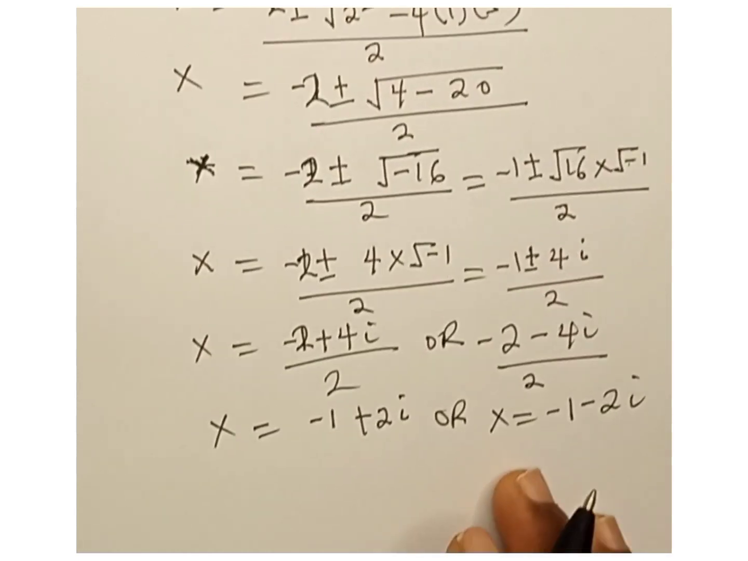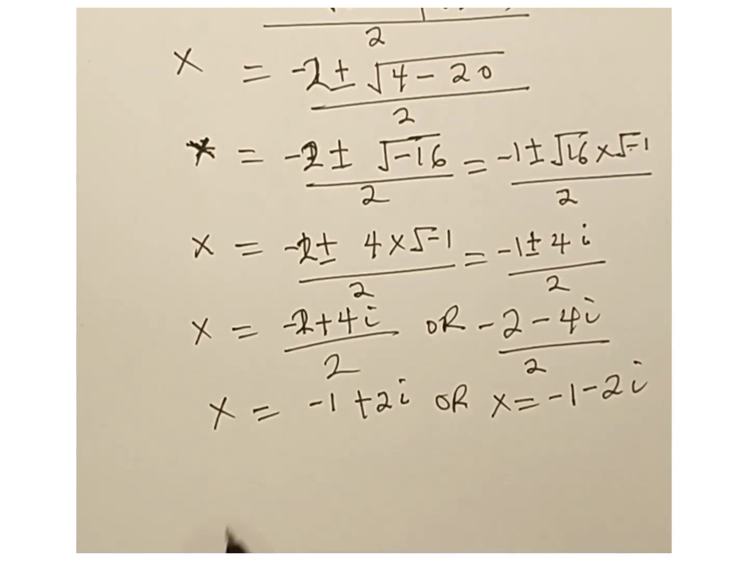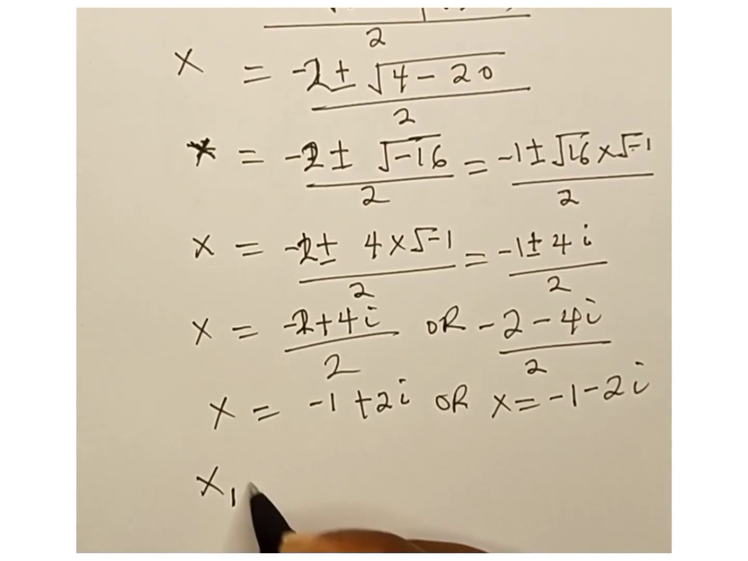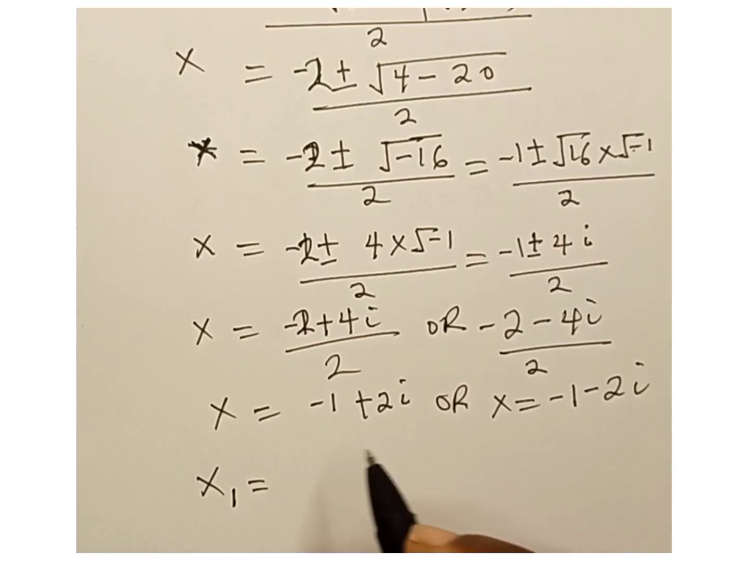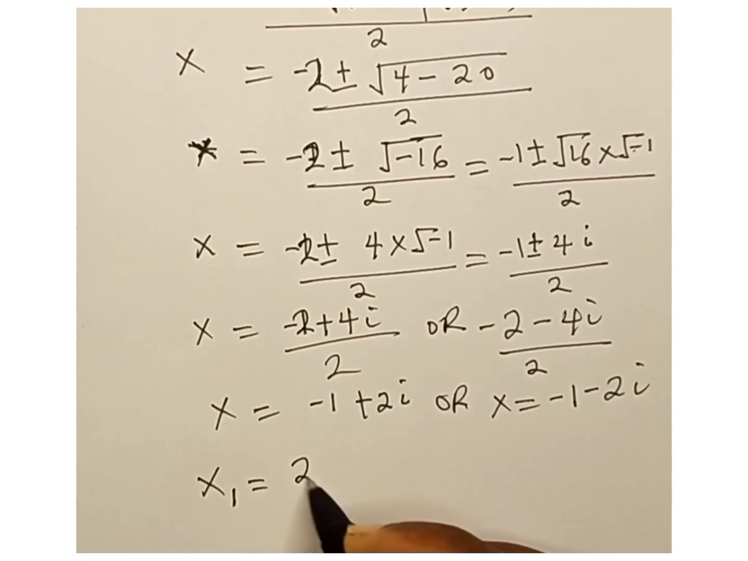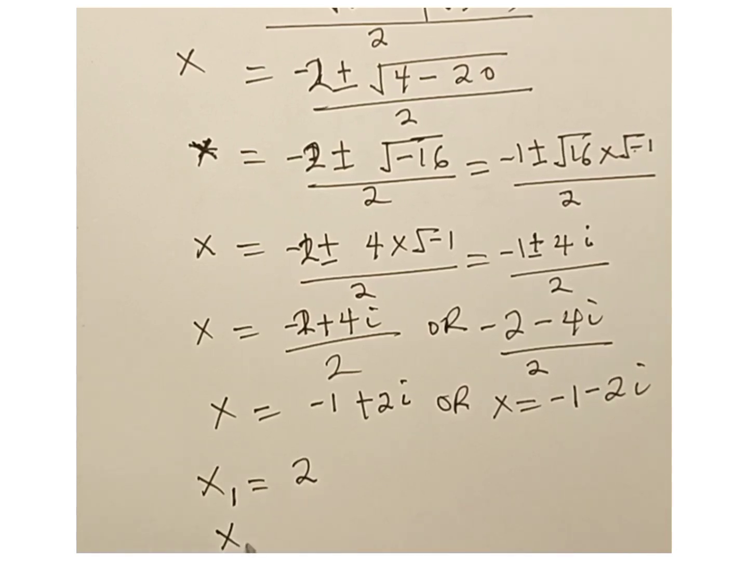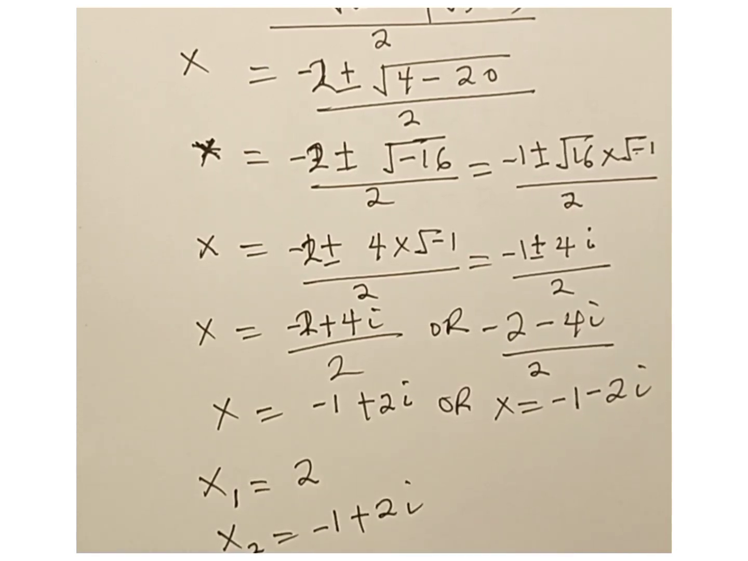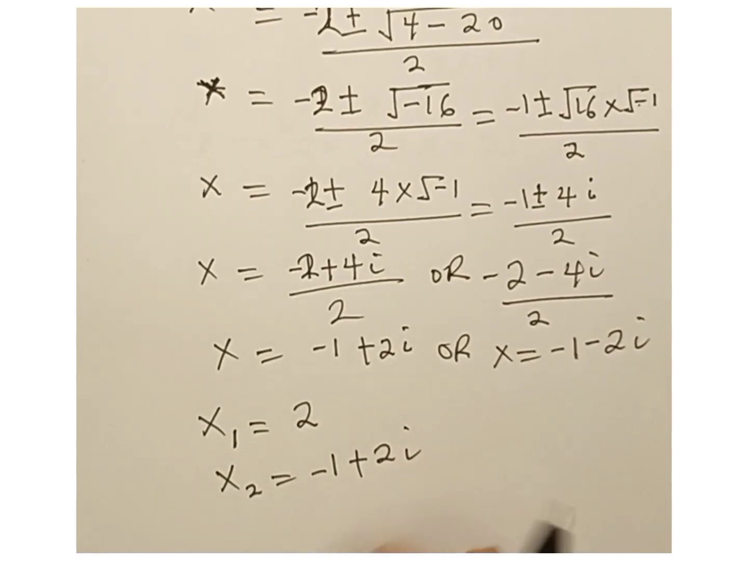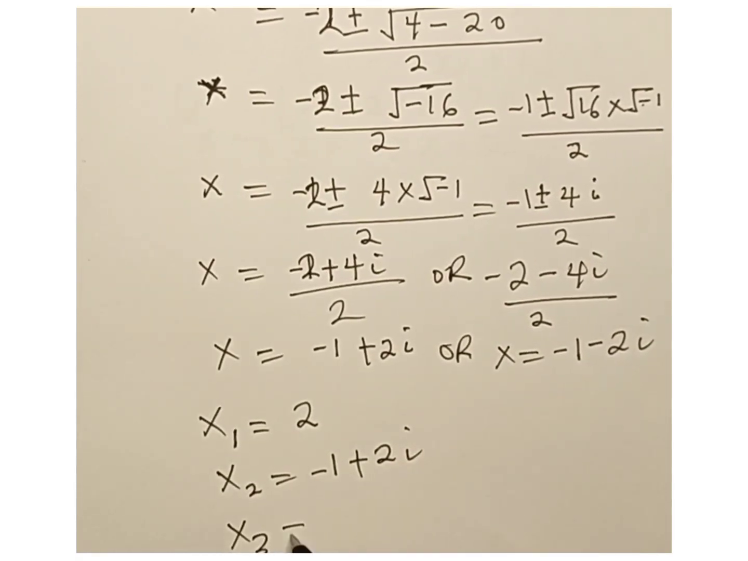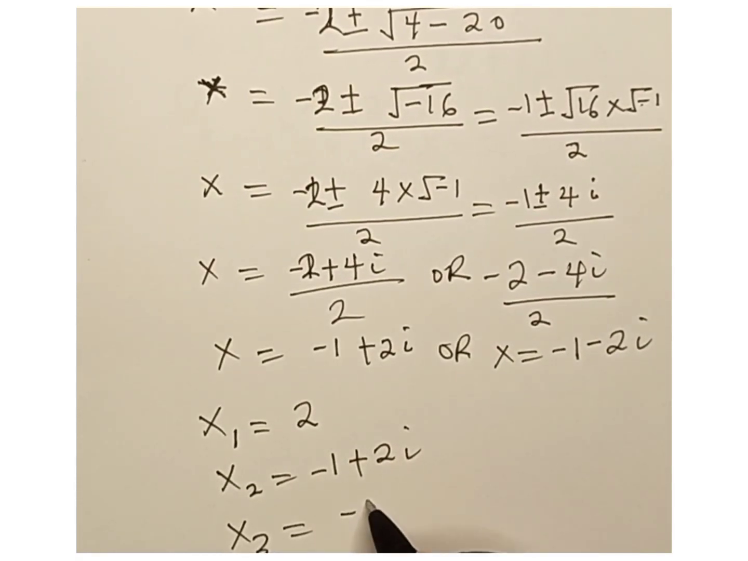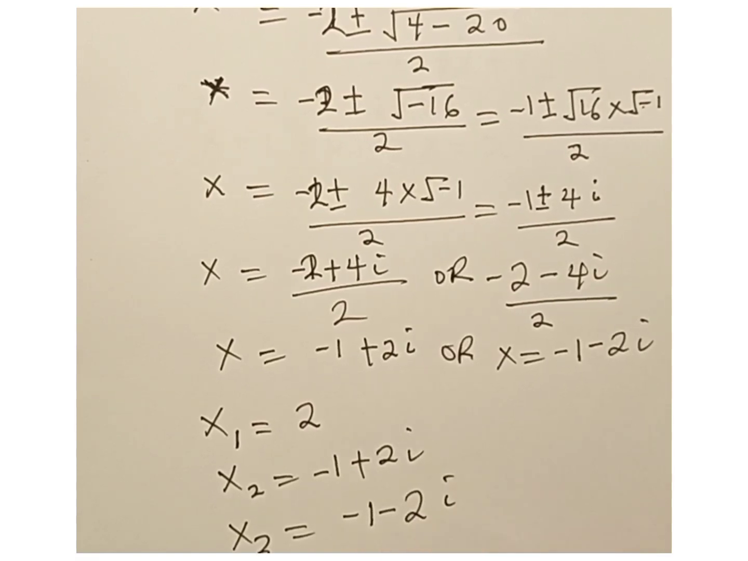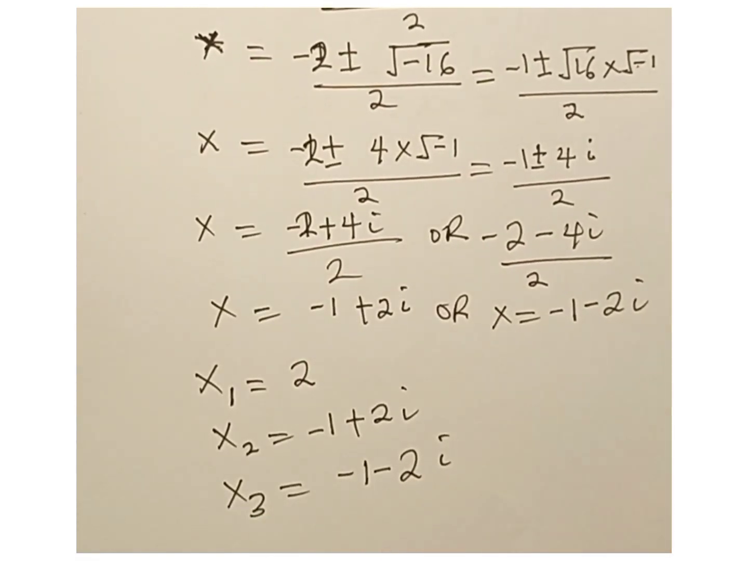So the solutions to this equation now become: x1, the first equation we solved, we got 2. The second one, x2, will be minus 1 plus 2i. Then x3 will be minus 1 minus 2i. That is all we're going to have now for a trivial equation.